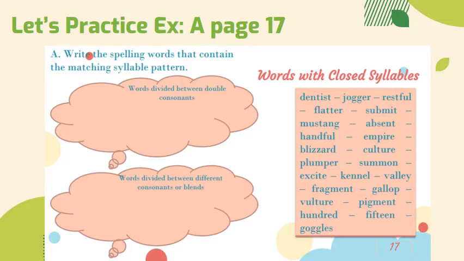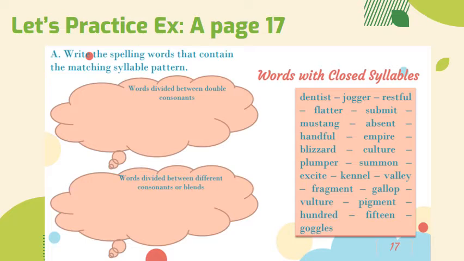Let's practice now a little bit. This is exercise A, page 17 in your ISI phonics booklet. First of all, let's read the words with the closed syllables. Dentist, jogger, restful, flatter, submit, Mustang, absent, handful, empire, blizzard, culture, plumper, summon, excite, kennel, valley, fragment, gallop, vulture, pigment, hundred, and goggles.